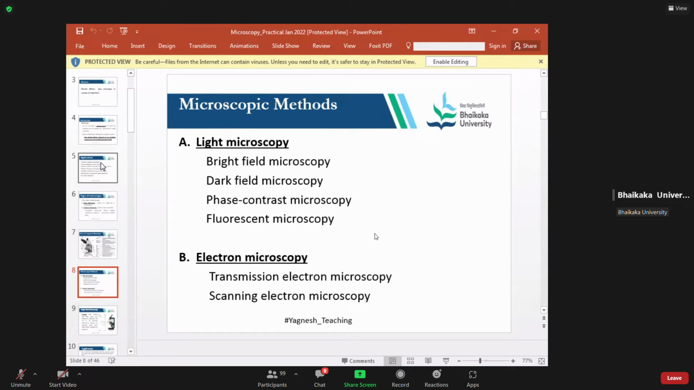Now, what are the microscopic methods? There are two: light microscopy and electron microscopy. Light microscopy is further classified into bright field microscope, dark field microscope, phase contrast microscope, and fluorescent microscope. According to the microorganism's nature or characteristic, we use different types of light microscopy techniques. B is electron microscopy, where there are two types: transmission electron microscopy and scanning electron microscopy, where we use this microscope for the identification of certain viruses.